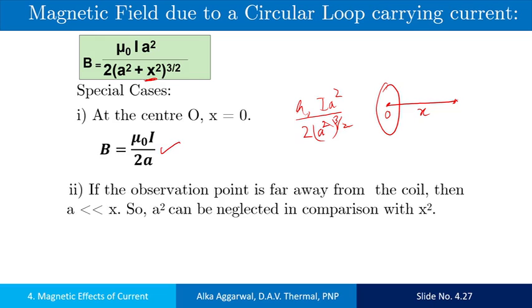Now if the observation point is far away from the coil, then a is much smaller than x. In other words, a square is negligible. Now here is the x square. The 2 and 2 cancel, so it becomes mu naught I a square upon 2x cube.